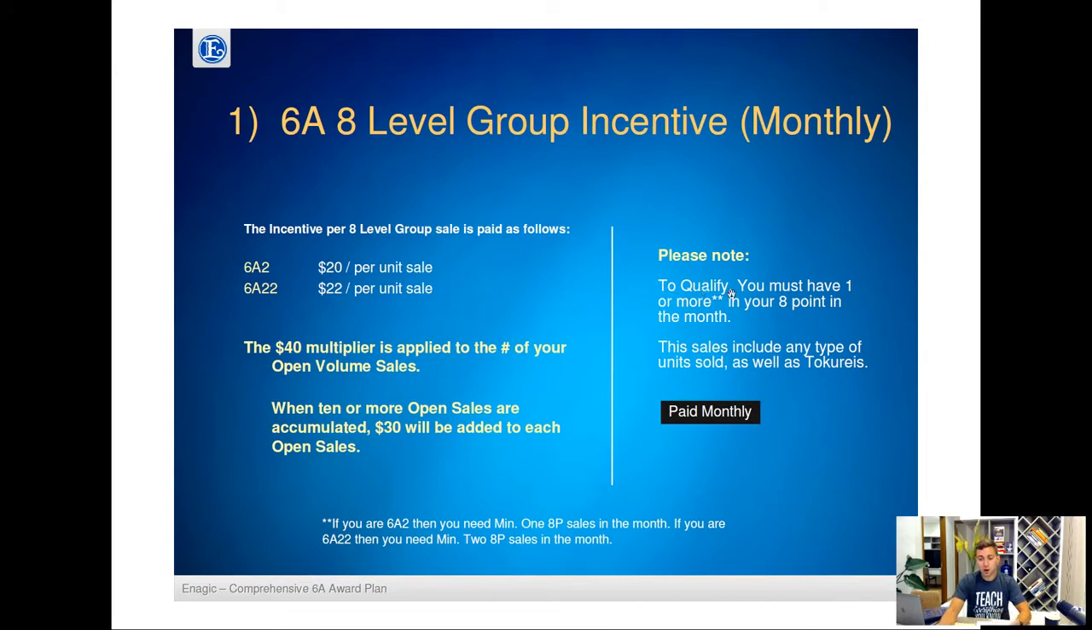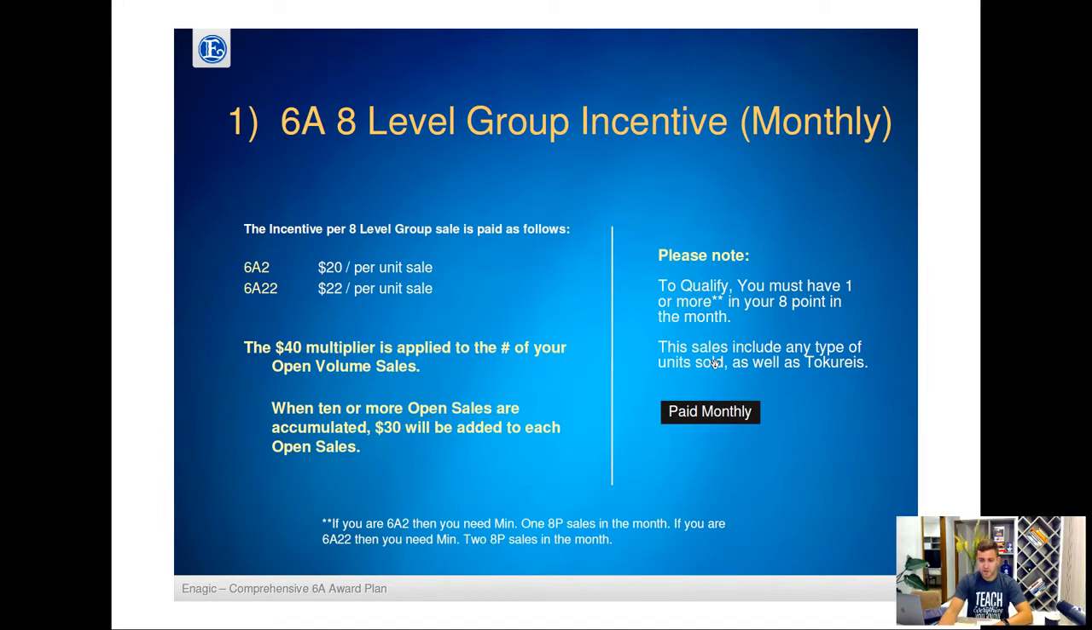To qualify for the monthly group incentive, you must have one or more sales in your 8 points within the month. All right, pretty easy. So if you make 1 point on a product sold and you get 1 point commission paid out, you're good to go. Now if you look at the footnote here, if you are 6A2, you need a minimum of 1 8-point sale. If you're 6A2-2, you need a minimum of 2. So not a very difficult qualification to reach.